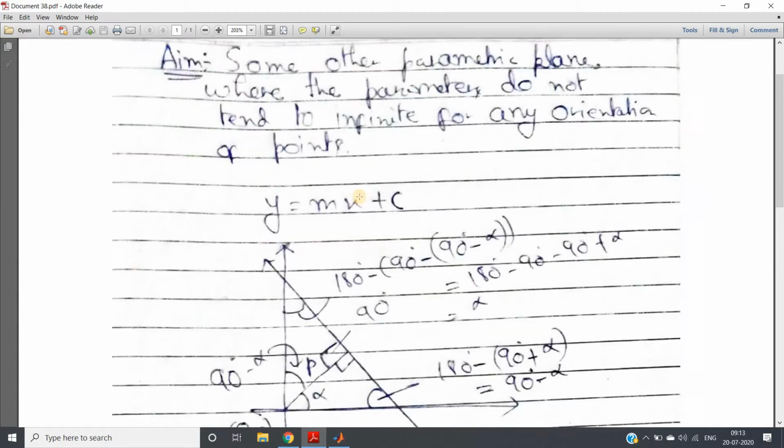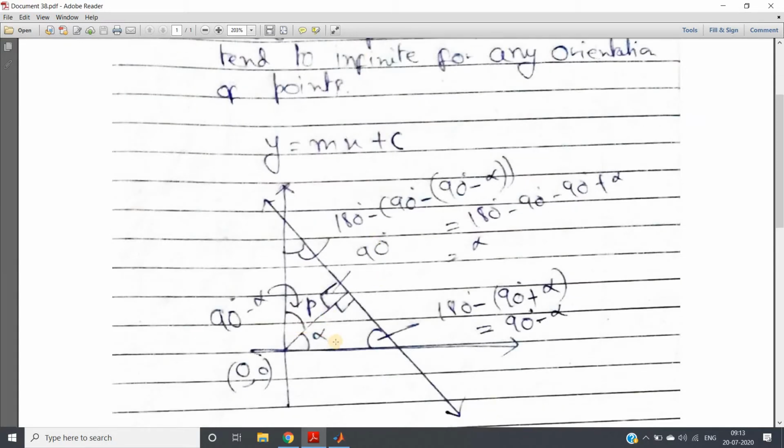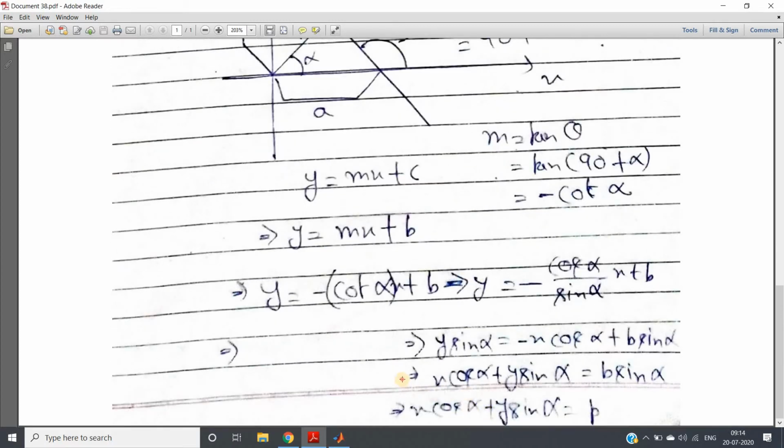Different notations are taken in different books, it does not matter, once you know the concept. This may sometimes be written as rho, and this as theta. Someone may say theta-rho parameter space, or you can say alpha-p space, it does not matter, the concept is one angle and one length. And the equation of the straight line we have achieved is x cos alpha plus y sin alpha equal to p.